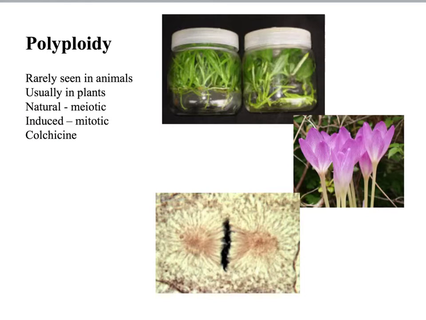It can also be induced, which is an artificial way of producing polyploidy in plants. This is done by adding a mutagen, which is a substance that produces mutations. Generally, when we're dealing with orchids, the mutagen is a substance called colchicine. Colchicine is produced from those lovely purple flowers. It's called the autumn crocus.